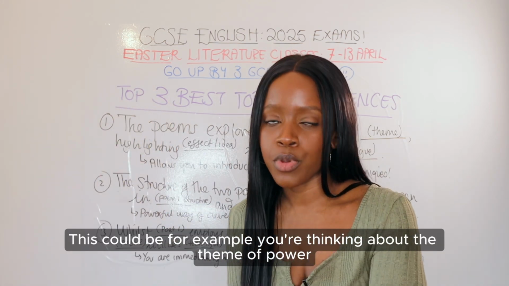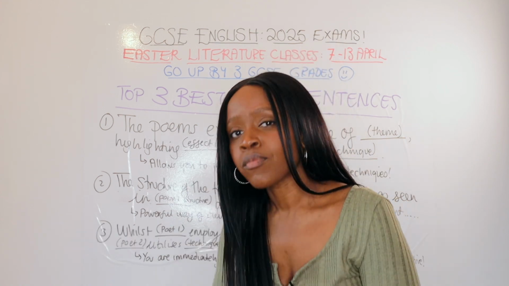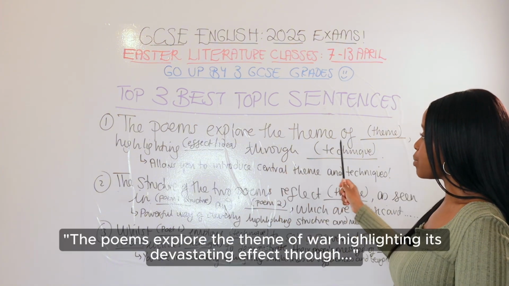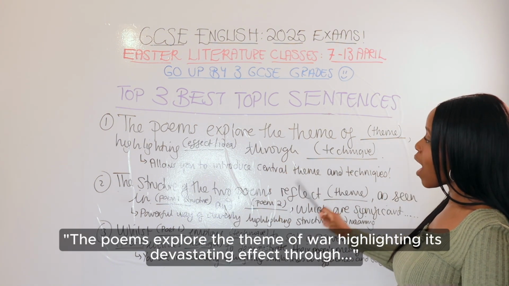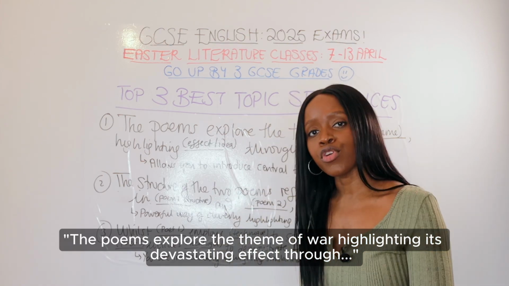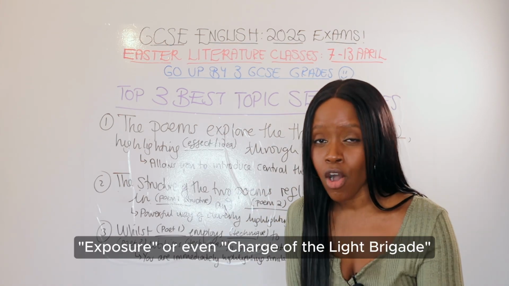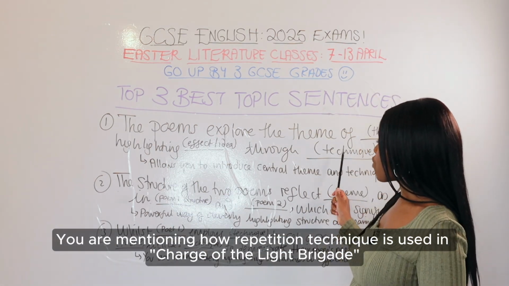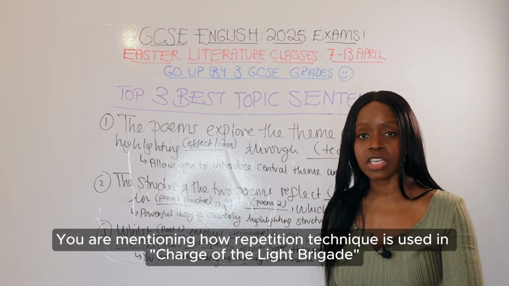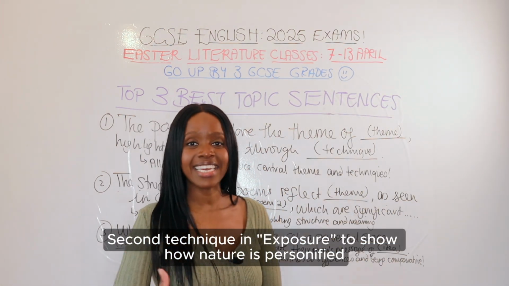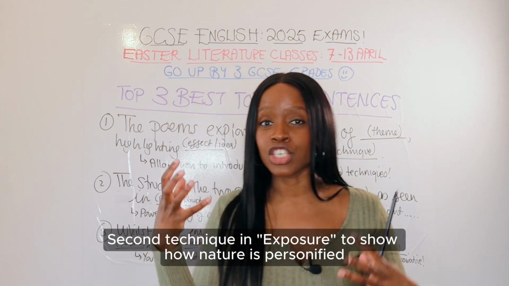This could be, for example, when you're thinking about the theme of power. Potentially you're asked a question to do with war. So you're thinking about how the poems explore the theme of war, highlighting its devastating effect through, where you're talking about, for example, Exposure, or even Charge of the Light Brigade. You are mentioning how repetition is used in Charge of the Light Brigade versus how personification is used, the second technique, in Exposure to show how nature is personified.